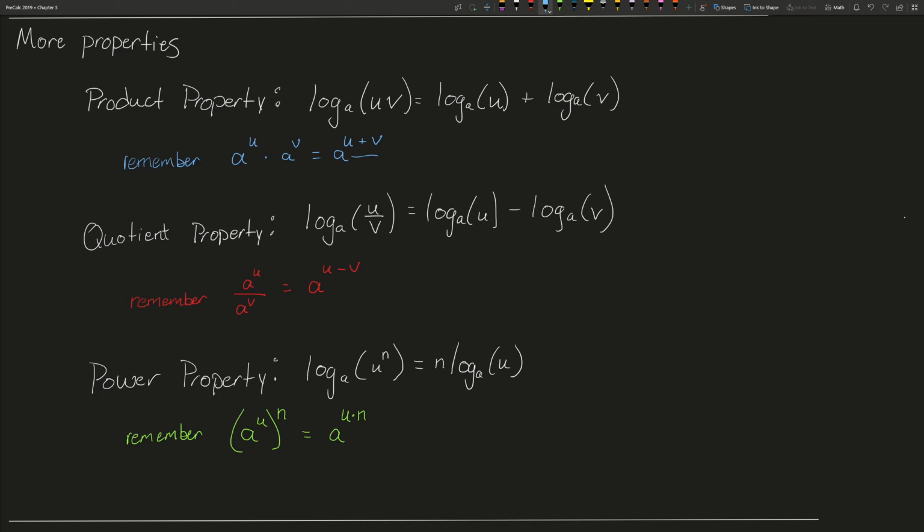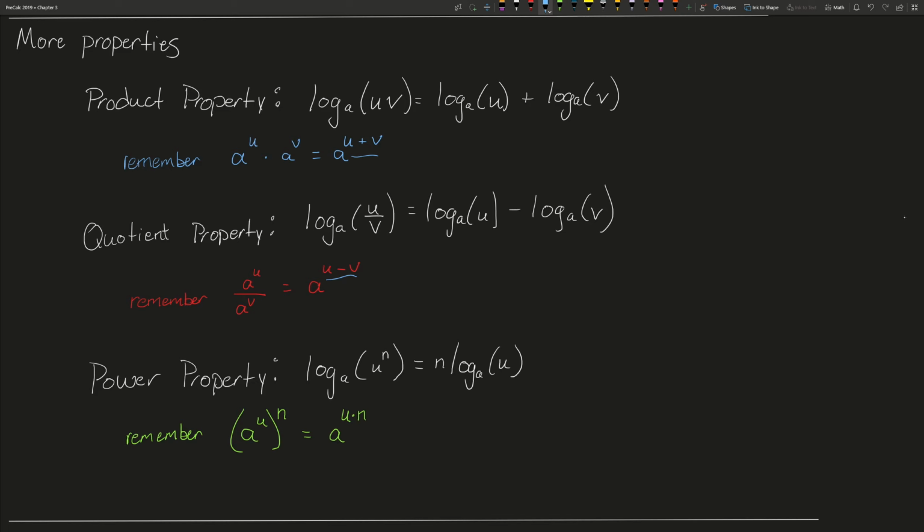The next property is the quotient property. So if we have log base a of u divided by v, that is also equal to log base a of u minus log base a of v. Again, a good way to remember that is the quotient property for exponents. So if we have a to the u power over a to the v power, we're taking the difference between those exponents.